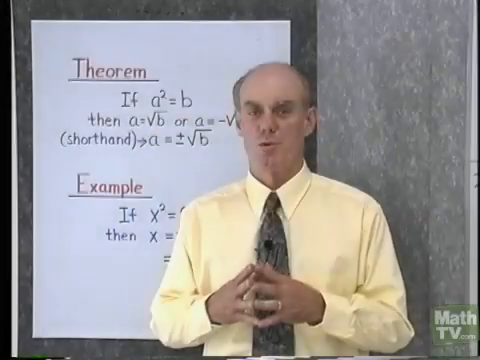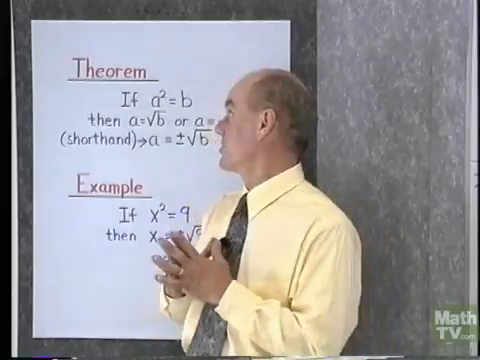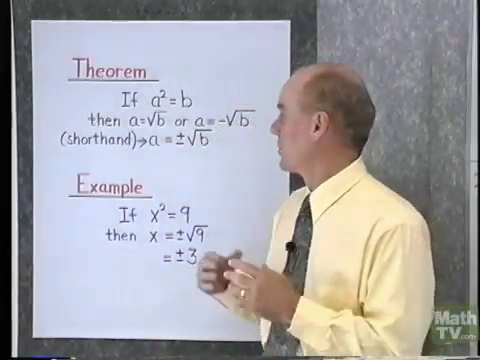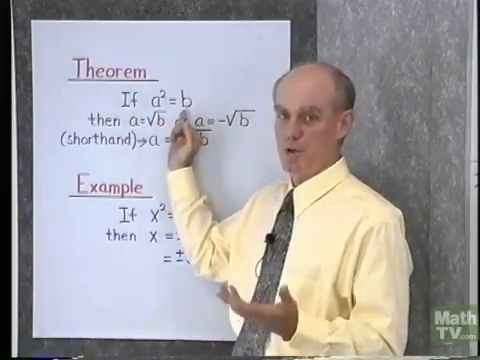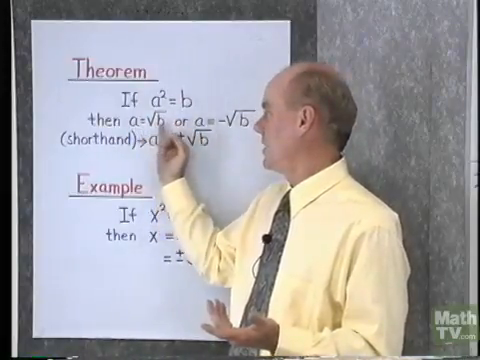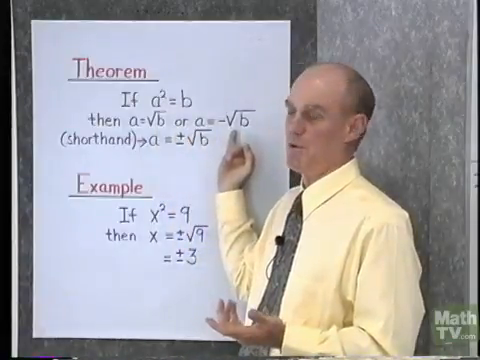In this chapter, we're going to start our work with solving quadratic equations, or continue our work with solving quadratic equations. We have a theorem here that we're going to use, which is written like this. It says, if the square of a is equal to a number b, then a must be either the positive square root of b, or a must be the negative square root of b.